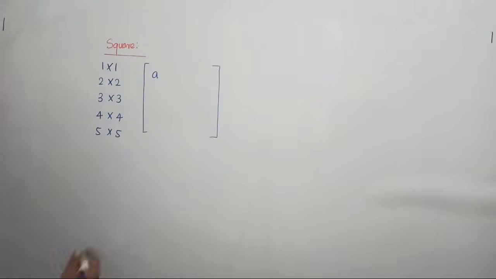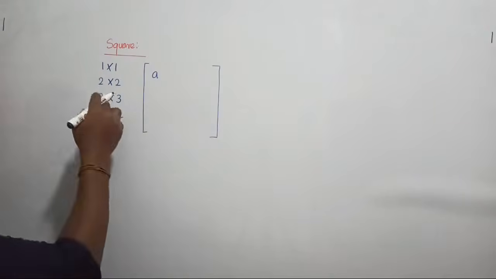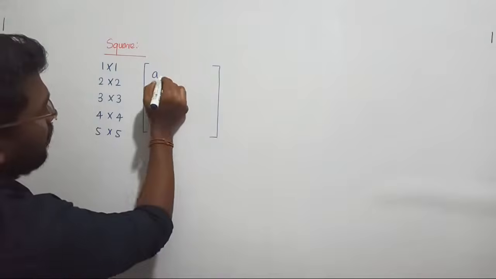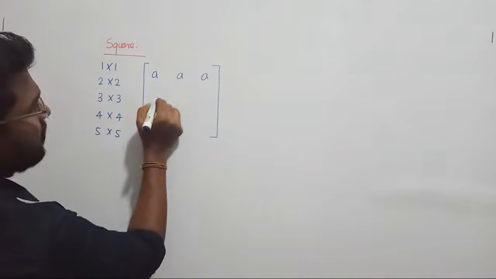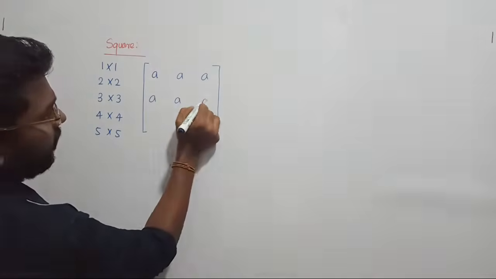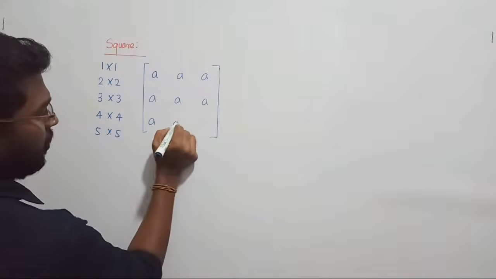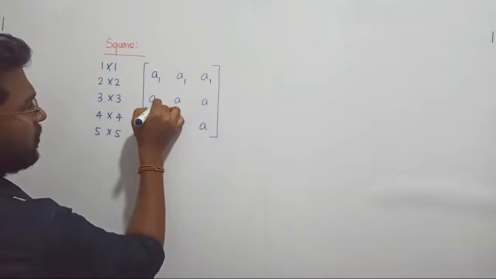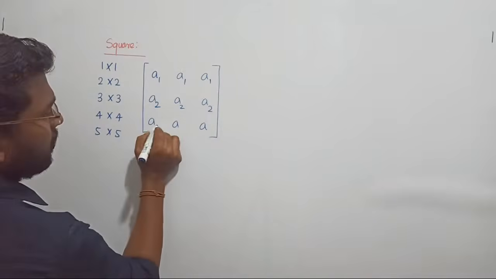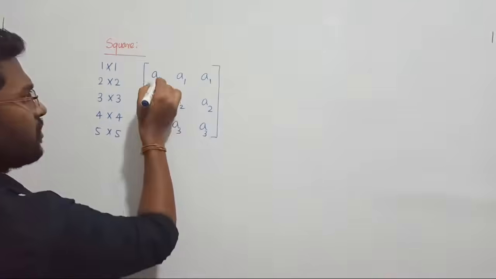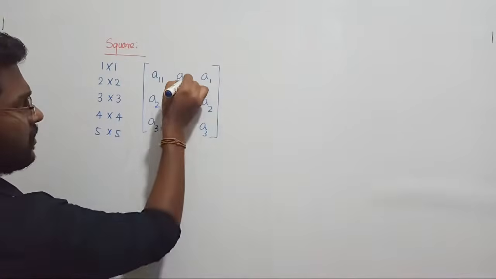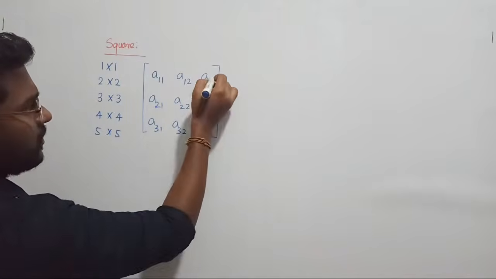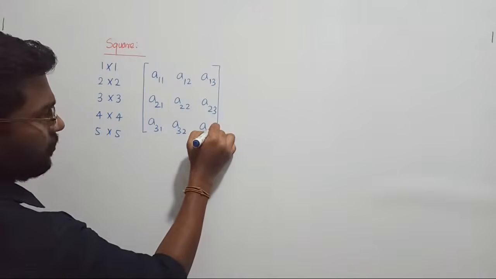You can consider any one for your example. You can go with 2 cross 2, 3 cross 3, 4 cross 4, etc. Anyway, let's go ahead with the 3 cross 3 matrix. Let's define singular and non-singular matrix. This is the first row, second row, third row. First column, second column, third column. That's all.